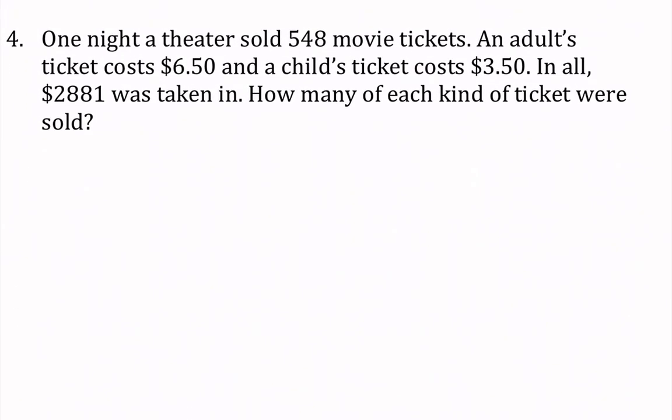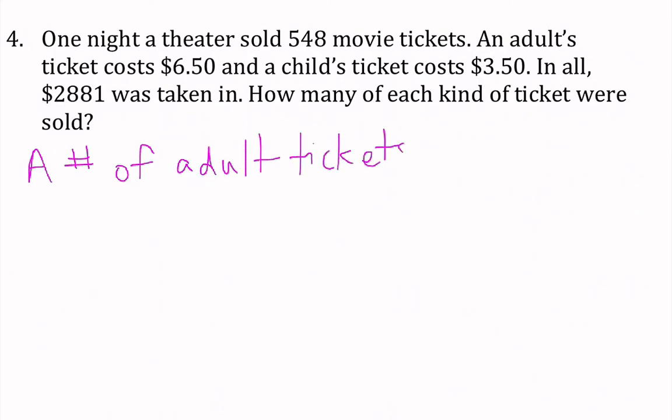Okay, one night a theater sold 548 movie tickets. An adult's ticket cost $6.50 and a child ticket cost $3.50, and all $2,881 was taken in. How many of each kind of ticket were sold? So I know my two variables are going to be talking about the number of each kind of ticket. Well, we sold adult tickets and we sold child tickets. So I'm going to let A stand for the number of adult tickets. And I'm going to let C stand for the number of child tickets.